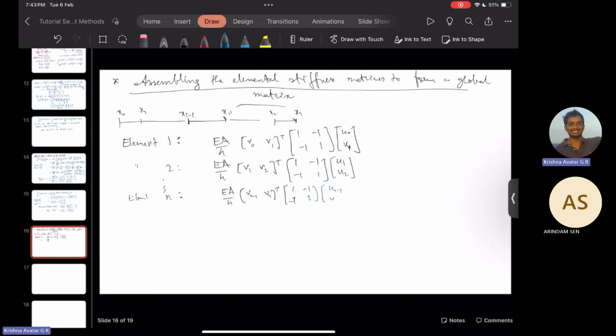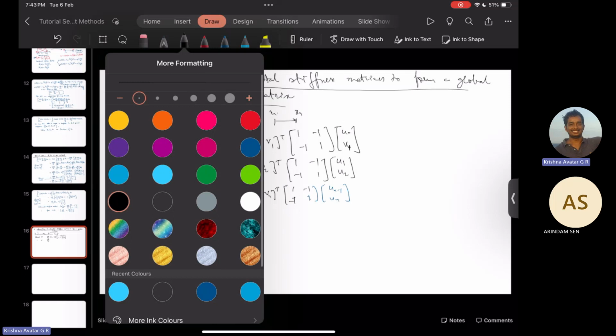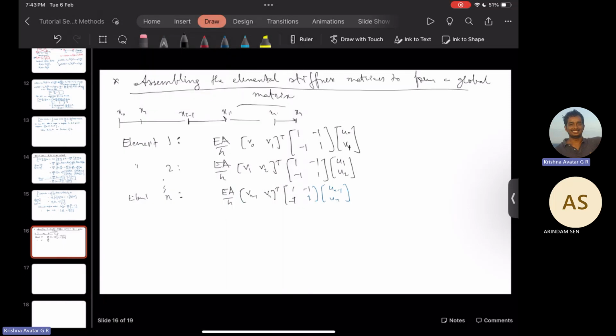And Un minus 1, Un. So you clearly see that there are many things which are repeating, since element 1 and 2 will share the second node x1, right? Which means that when we are assembling, there will be at certain nodes contributions from both the elements.